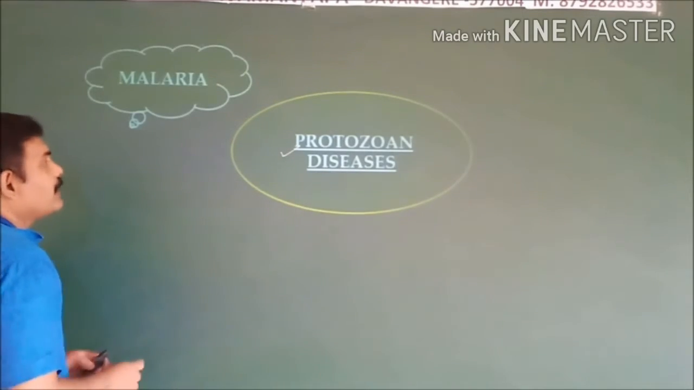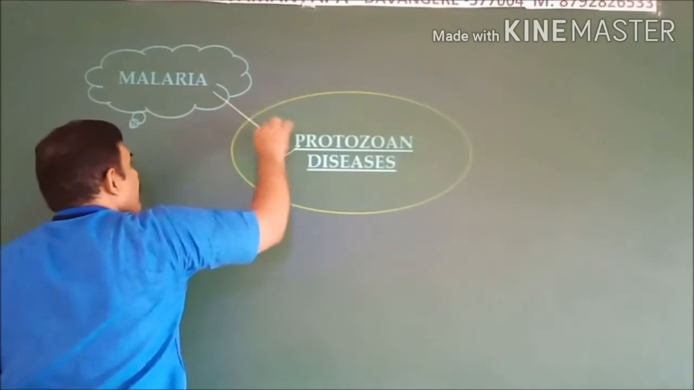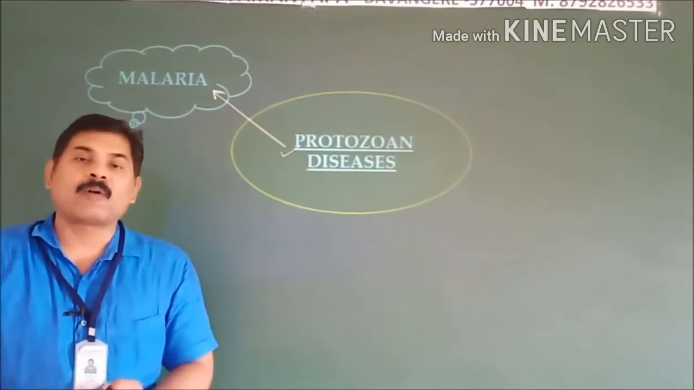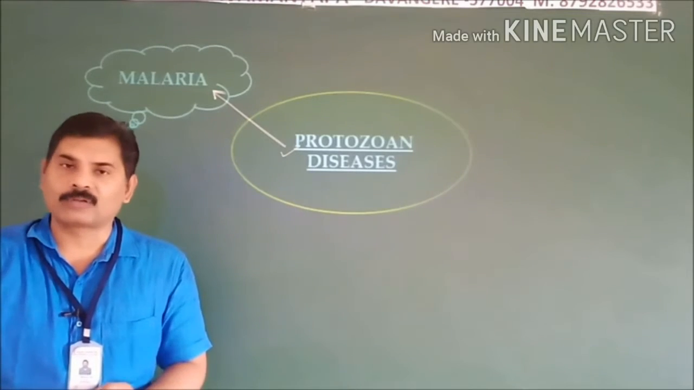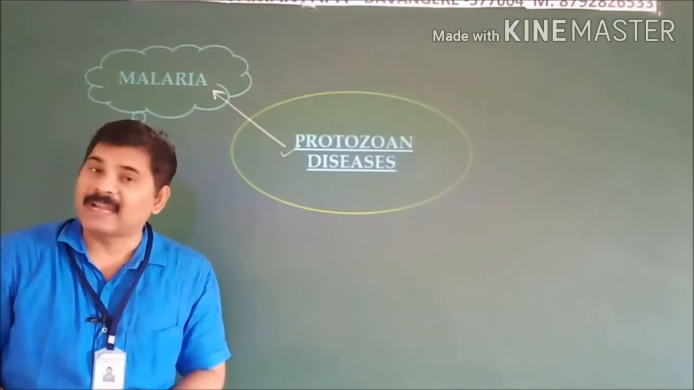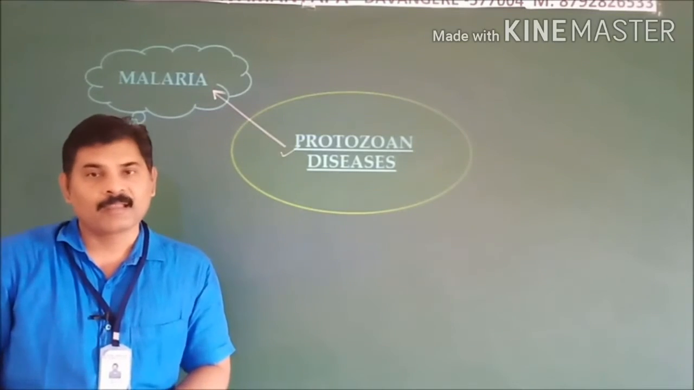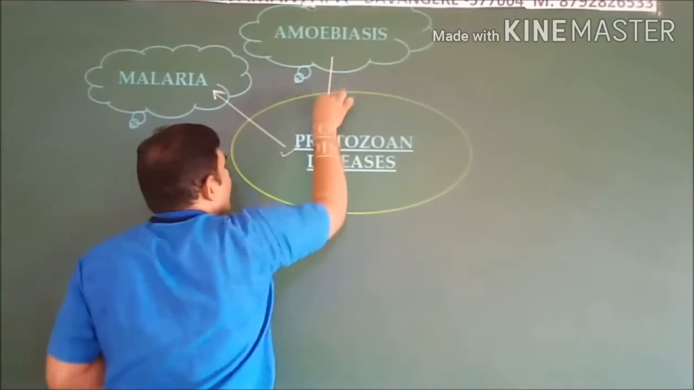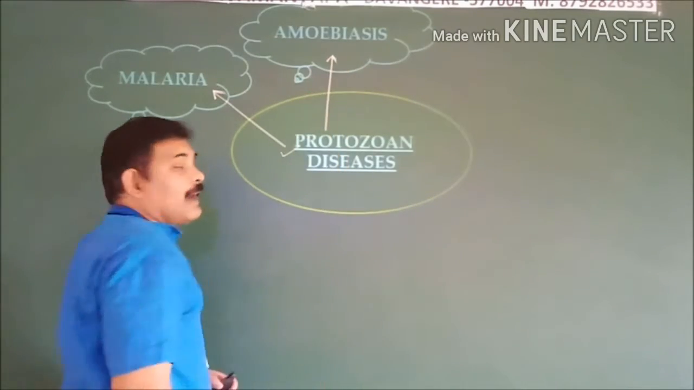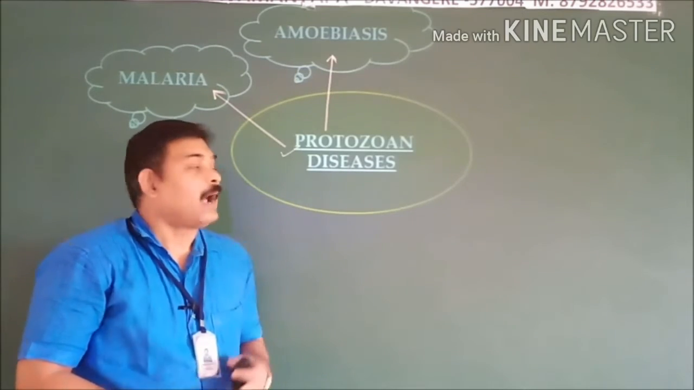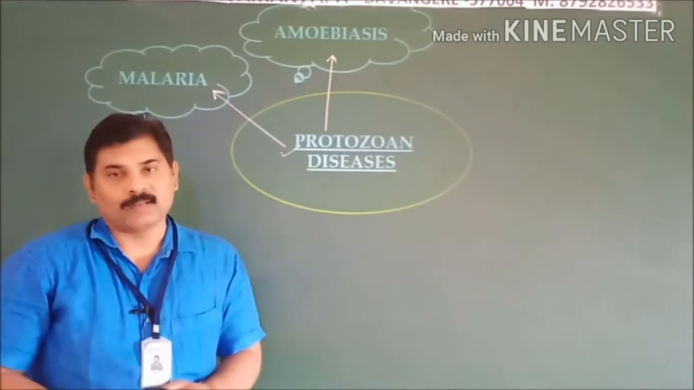Of all these, the very important disease caused by protozoa is malaria. Some of you might already have suffered from this a lot, and many people throughout the world suffered from malaria and died because of the disease also. Then another protozoan disease is amoebiasis, which is also suffered by many people, and that is caused by a protozoan.